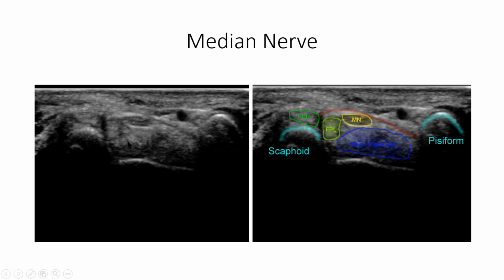And the reason that the median nerve is important is that if you're working in orthopedics and sports medicine, you can use ultrasound to identify the median nerve and then inject steroid right around the encasement of that nerve, and that can improve symptoms in carpal tunnel syndrome and median neuropathy.